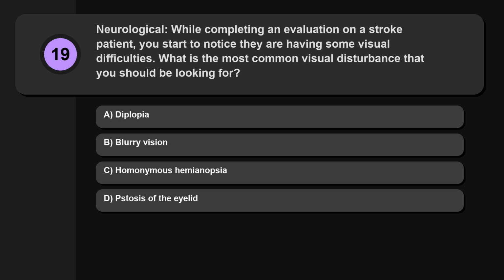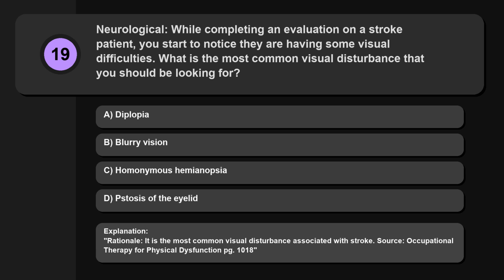Question 19. Neurological. While completing an evaluation on a stroke patient, you start to notice they are having some visual difficulties. What is the most common visual disturbance that you should be looking for? Option A, diplopia. Option B, blurry vision. Option C, homonymous hemianopsia. Option D, ptosis of the eyelid. The correct answer is option C. Rationale: it is the most common visual disturbance associated with stroke. Source, Occupational Therapy for Physical Dysfunction, pg 1018.